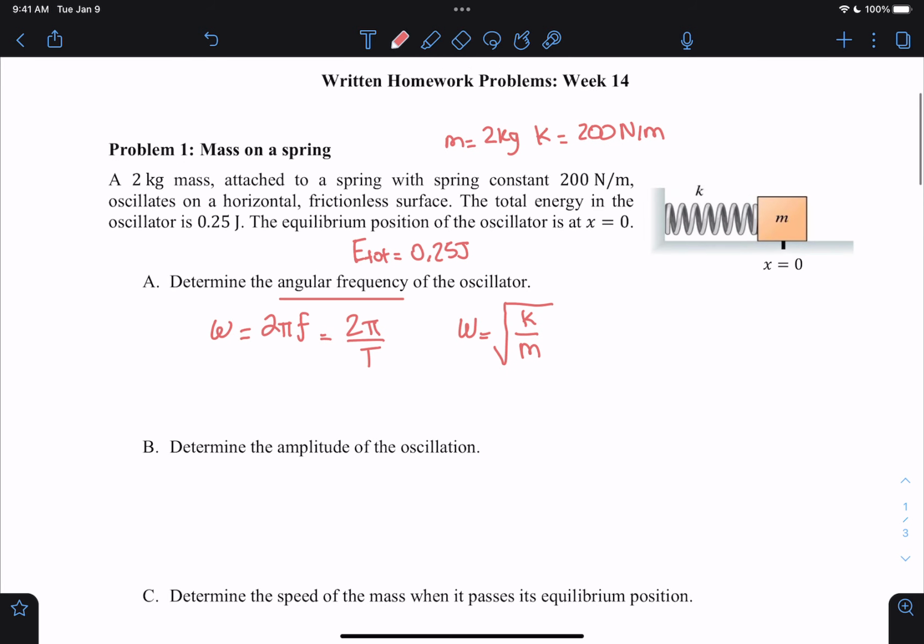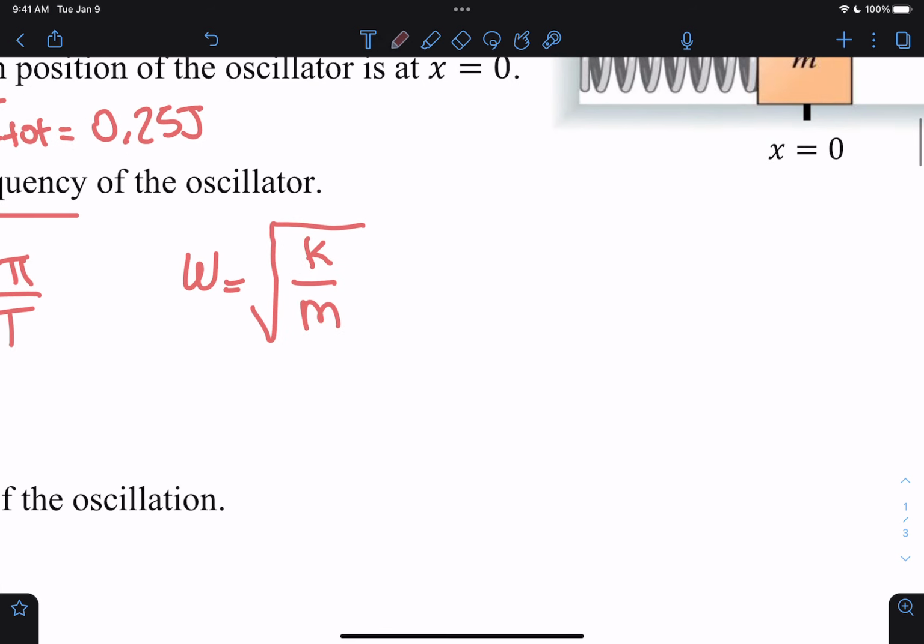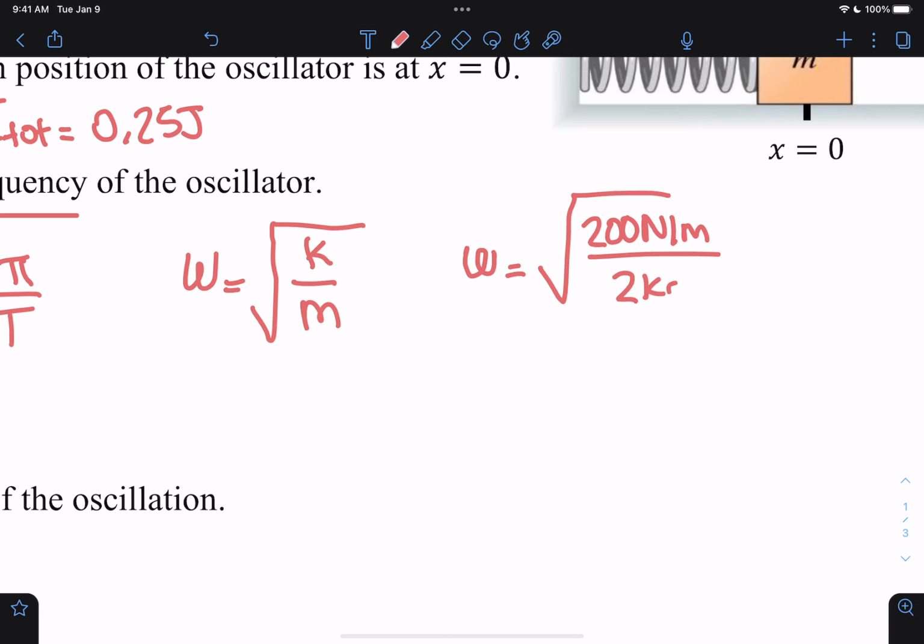So if we want to find the angular frequency, we have to look at whether we can use this equation or that equation. We don't have information about frequency or period, but we do have the spring constant and the mass. So it's very simple to figure this out. We can just take omega equal to the square root of that 200 newtons per meter spring constant divided by 2 kilograms. So that gives us the square root of 100, newtons per meter divided by kilograms. You can cancel out the units if you want.